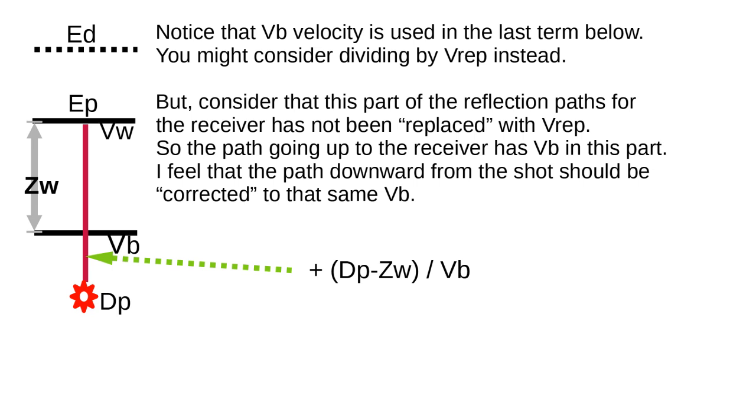You might consider dividing by the replacement velocity instead, but consider that this part of the reflection path for the receiver has not been replaced with the replacement velocity. So the path going up to the receiver has the velocity of the second layer in this part. I feel that the path downward from the shot should be corrected to that same second velocity.